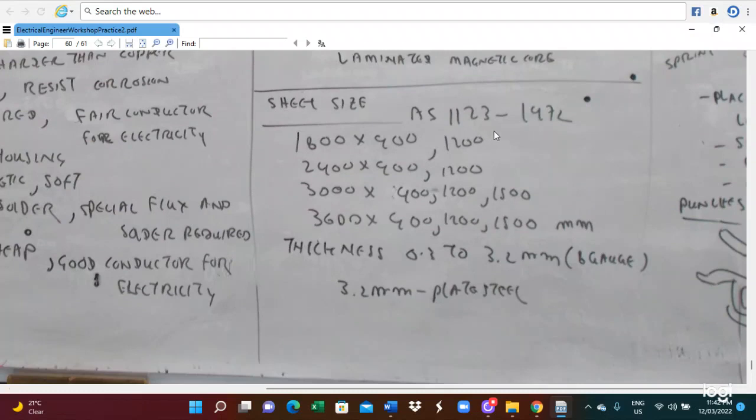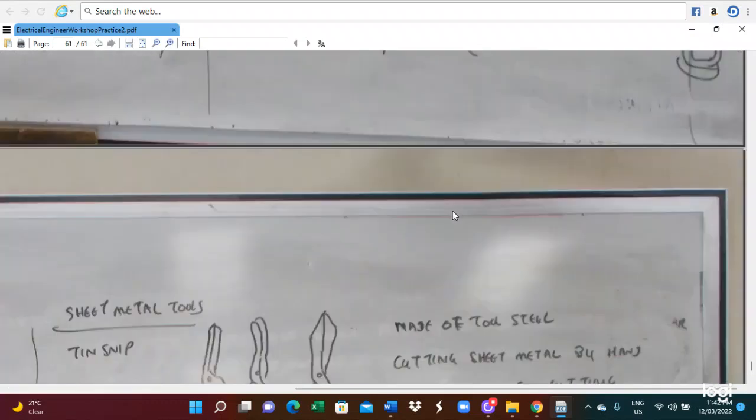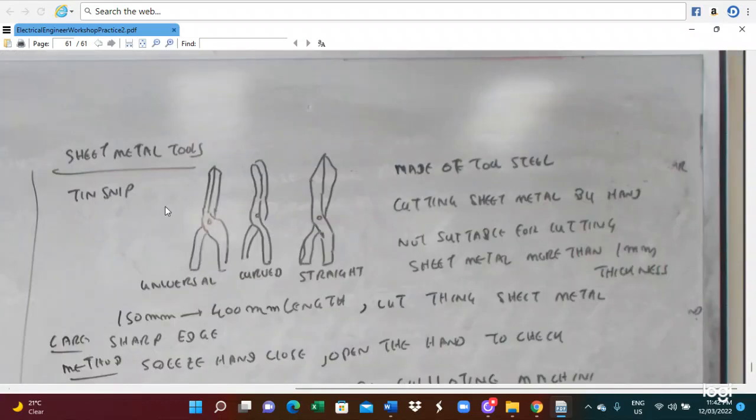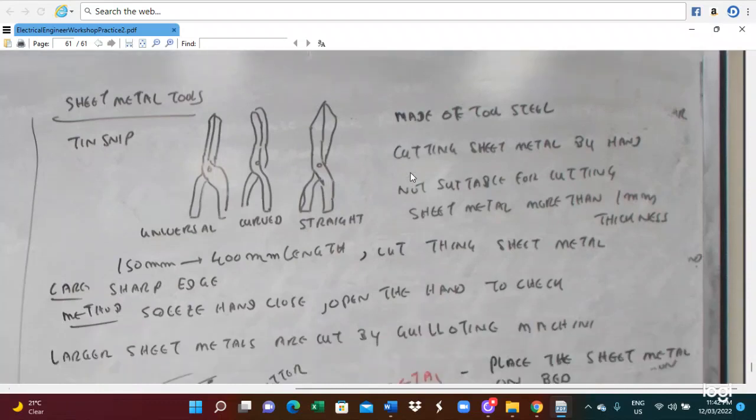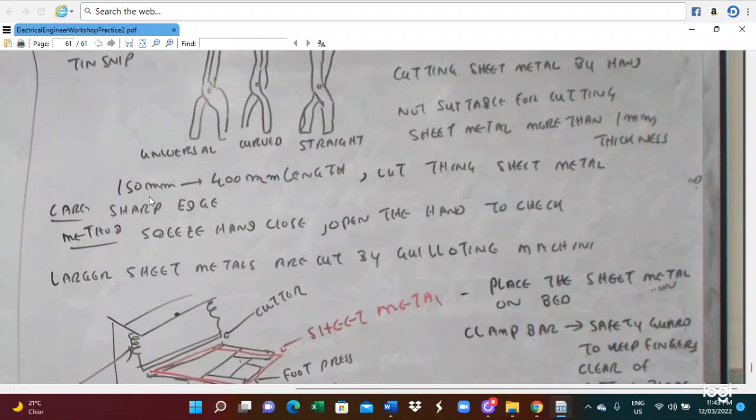So this is the shape of the sheet metal. So the shape and the dimension of sheet metal. The sheet metal's thickness is 0.3 to 3.2 millimeters. So sheet metal can be cut by tin snips. Tin snips are utilized to cut the sheet metal. And also for the larger sheet metal, the tips are made out of 150 millimeters or 400 millimeters.